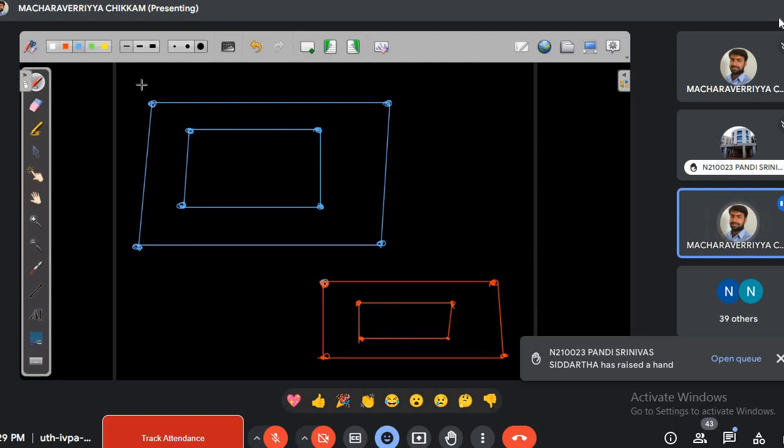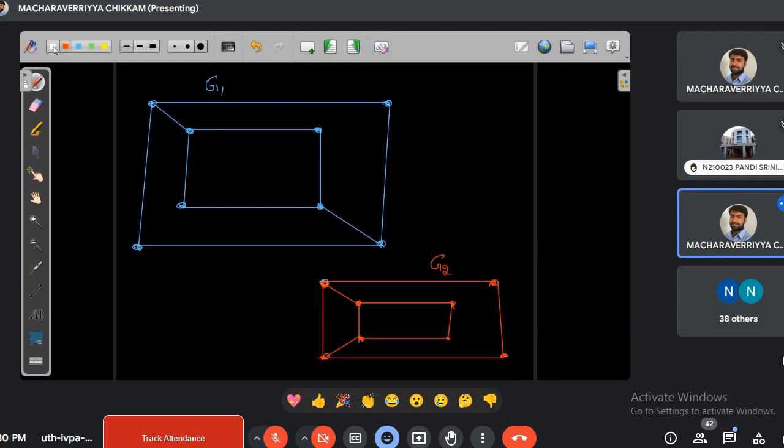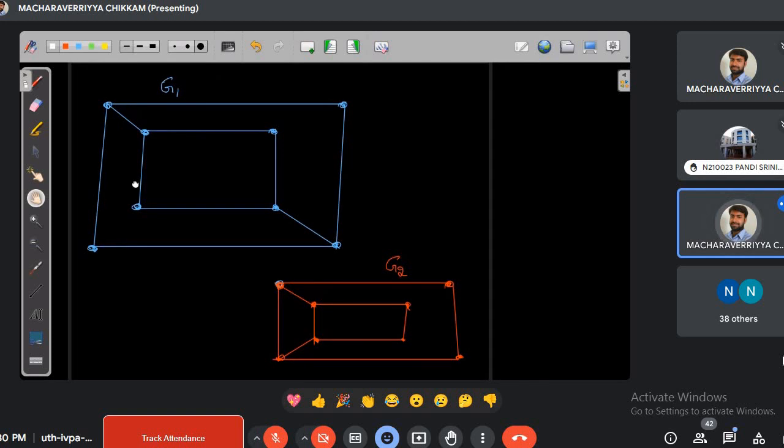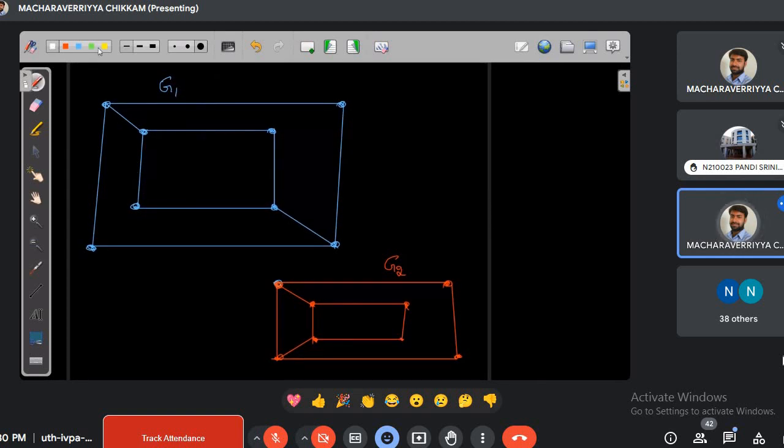Now here let me take an edge here and an edge here. And when it comes to here, let me take an edge here and an edge here. Right. Now are they isomorphic? Now there are 8 vertices, right? Now let's do one thing. Let's see whether they are differing by degrees or not.